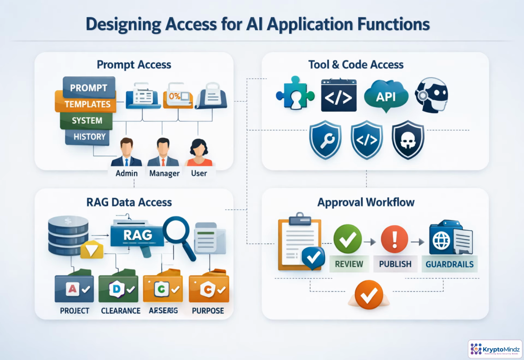Application access has to go beyond, can this person use the app? Each capability needs its own rule. A user may submit prompts but not edit system prompts. A manager may view history but need approval to export outputs. Tool use, code execution, APIs, agents, and RAG search should be controlled by role, project, clearance, and purpose. For high-impact actions, add step-up authentication, review, or approval before the action becomes real.